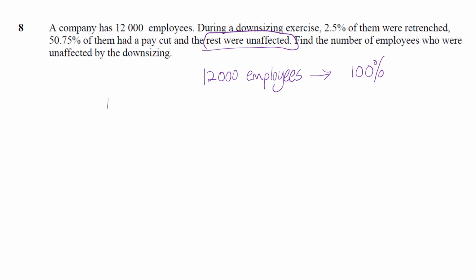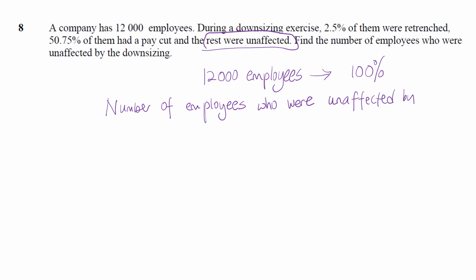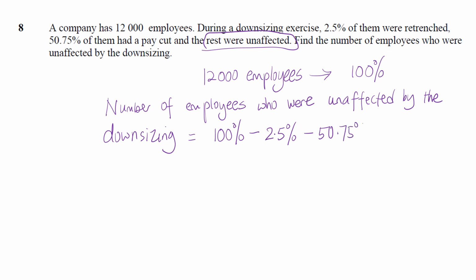So the number of employees, because it's a problem sum, it's best to write an appropriate statement. Number of employees who were unaffected. When you write a statement, you make your presentation clearer. So the number of employees who were unaffected by the downsizing will be 100% minus 2.5% minus 50.75%.